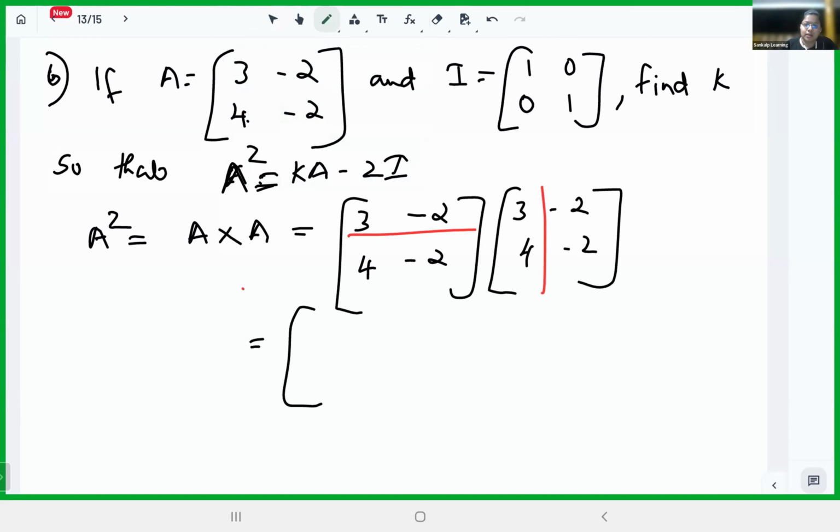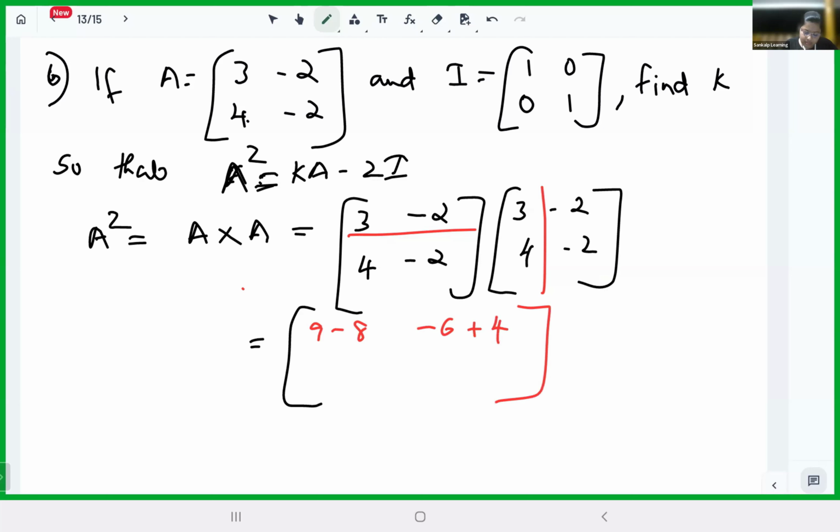Multiply the first row with the first column. So that is 3 into 3 is 9. Then minus 2 into 4 is minus 8. Now, 3 into minus 2 is minus 6. Then minus 2 into minus 2 is plus 4.